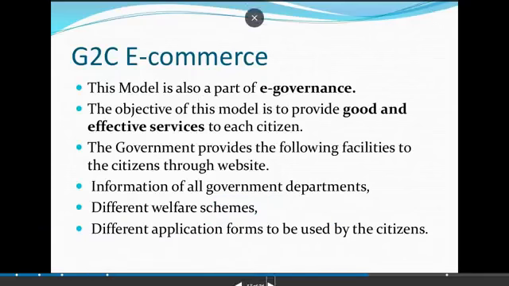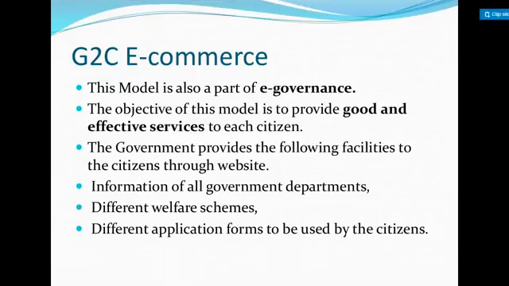G2C. This model is also part of e-governance. Previously, I explained to you these separate terms, electronic commerce and e-governance. Now, you can have any question on G2C, so you must remember G2C. This model is also part of e-governance.